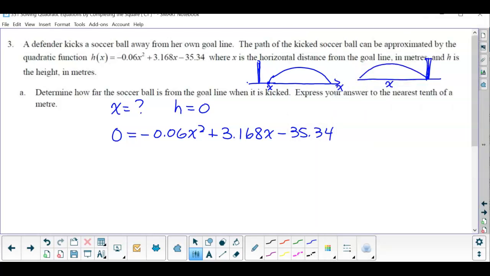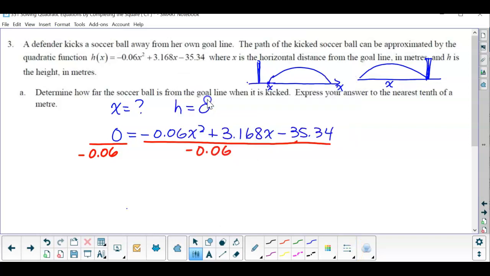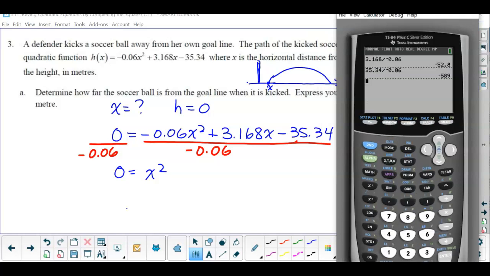So first of all, I've got everything on one side, 0 on the other. I'm going to bring this over, or you could divide by negative 0.06. Maybe we'll do that to start here, since we just did all that work, so that you can do it now rather than later. 0 divided by anything is 0. That's obviously going to give me x squared. I already did that dividing in my calculator, and it was negative 52.8. So subtract 52.8x, and then a negative divided by a negative would be a positive 589.